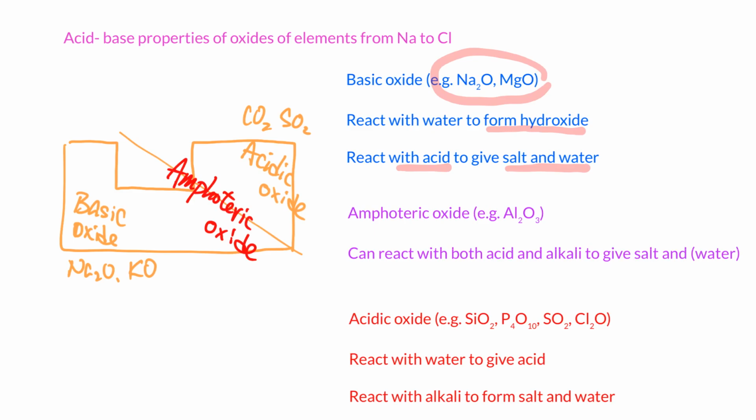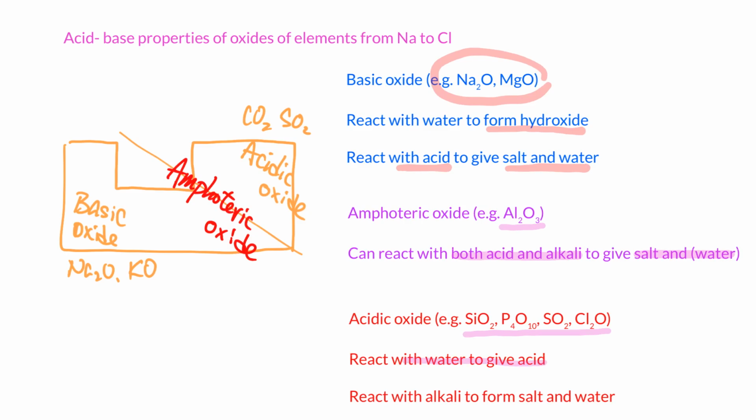As for amphoteric oxide, we just have one example here, that is aluminium oxide. This can react with both acid and alkali to give salt and water. And the last one is acidic oxide. Acidic oxide covers the rest, the giant covalent structures and simple molecular structure oxides. All of these are acidic oxides. If we dissolve them into water, they will give acid.